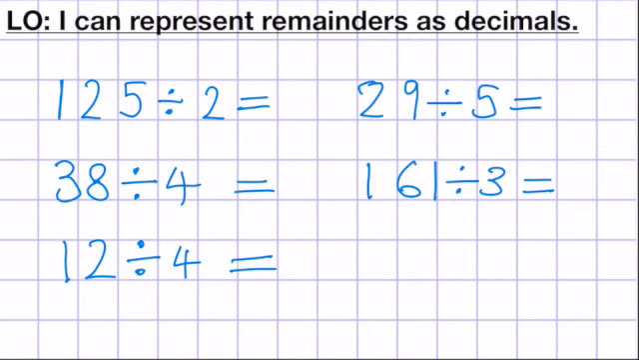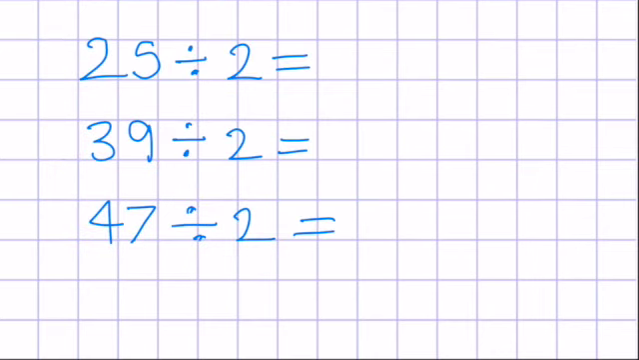The learning objective of today's lesson is going to be, I can represent remainders as decimals. So I'm going to go through these 3 calculations where I have to divide an odd number by 2. So there's going to be a remainder, but we're not going to give the answer as a remainder. We're going to give it as a decimal. If you would like to have a go doing this, you can press pause, or you can watch me do the first one. So, bus stop method.